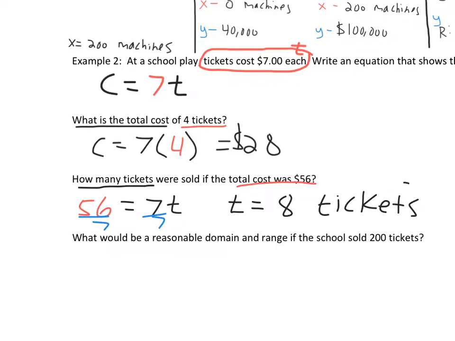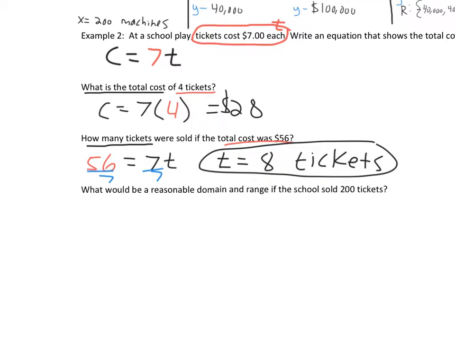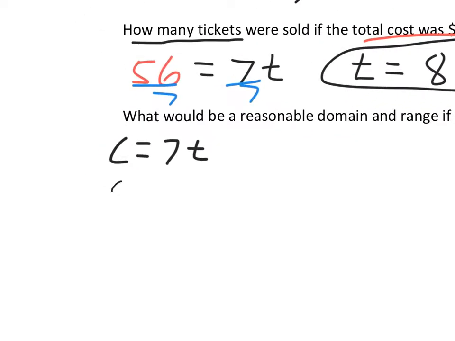So pretty simple. They're just plugging and chugging there. All right. So now, what is a reasonable domain and range? If the school sold 200 tickets. So it gives us 200 tickets. Remember, that is the maximum amount of the domain. So you need to take your formula, C is equal to 7T, and plug in 200 for your T to find your maximum amount. So C is equal to 7 times 200, because 200 is plugging in for the tickets. So the maximum amount of cost should be 1,400.